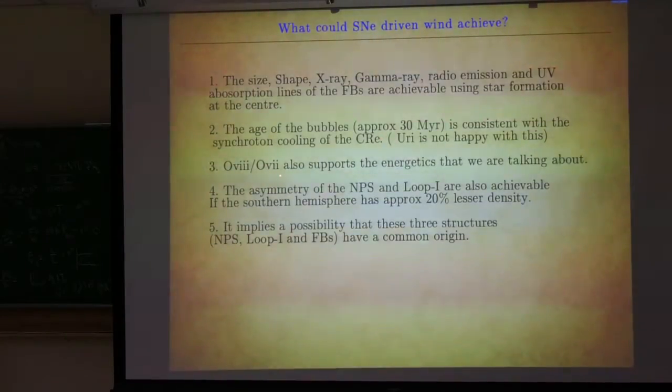The oxygen 87 line also supports the energetics of this model, and the asymmetry of the NPS and loop 1 are achievable in the southern hemisphere if we decrease the circumgalactic medium density by only 20%, and this is still a point of debate. But these 3 features, the NPS, loop 1, and the Fermi bubbles, may have a common origin at the galactic center and may be forming a nuclear triad. That's it. Thank you.